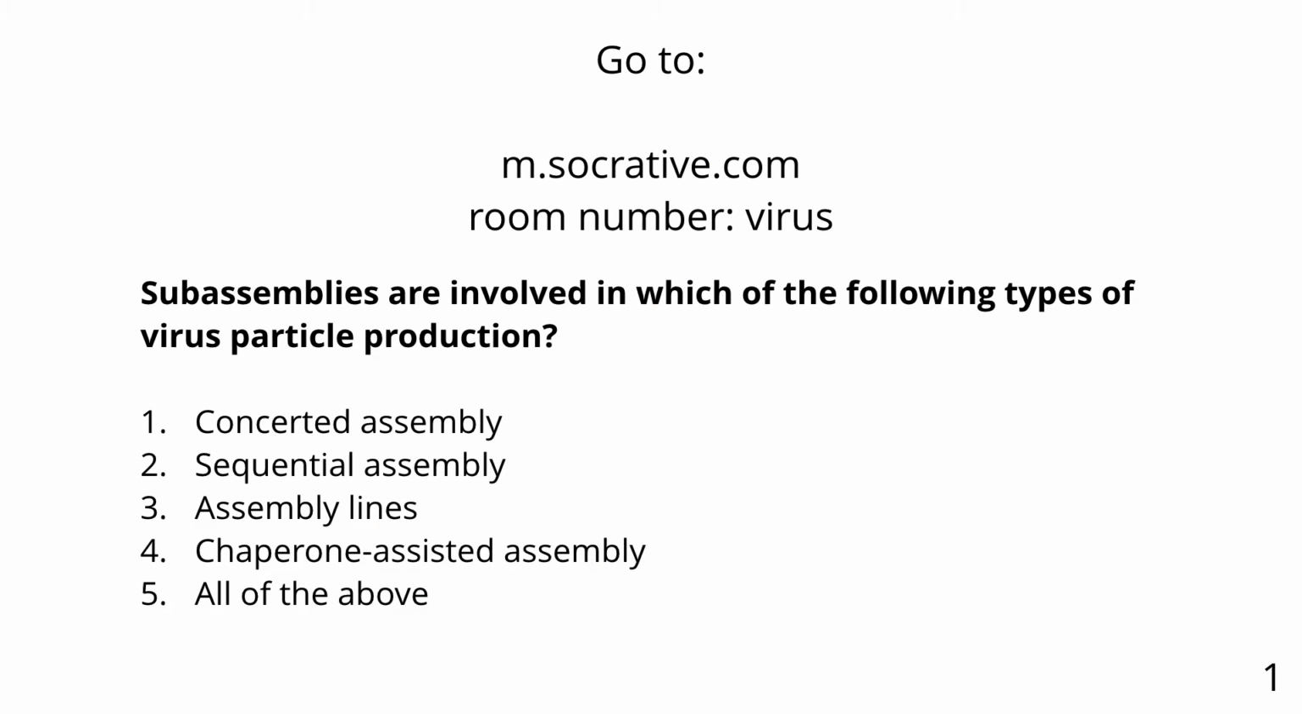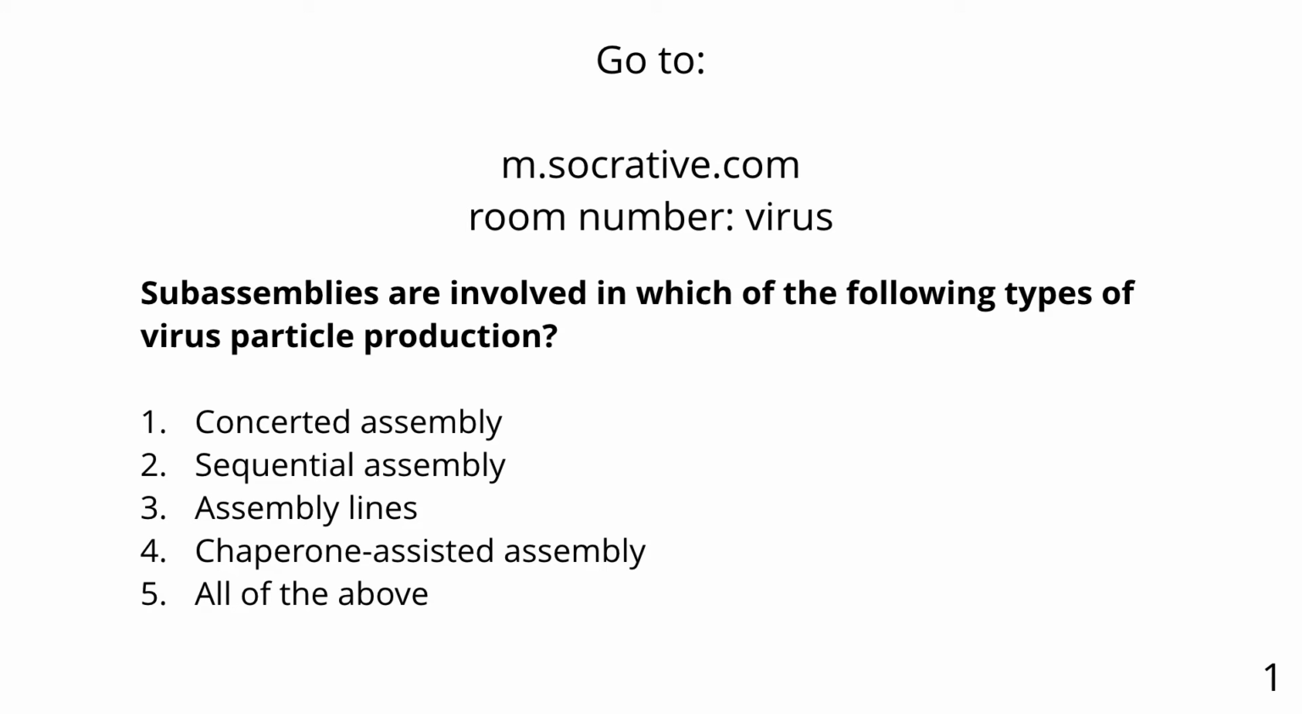Okay, our first question. Sub-assemblies are involved in which of the following types of virus particle production? Concerted assembly, sequential assembly, assembly lines, chaperone-assisted assembly, all of the above. Wow, 75% only. I thought you would all get this. All of the above is the right answer. Sub-assemblies are involved in all of these things.